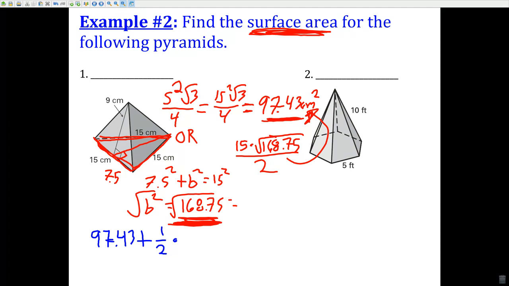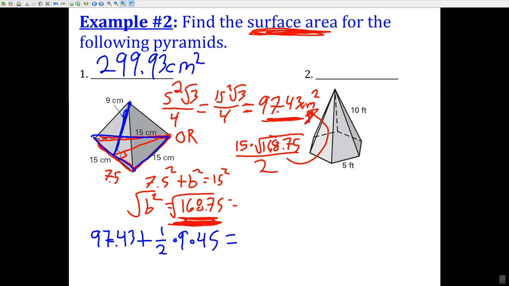Times 1/2, plus 1/2 times the slant height. Looks like that's 9, times the perimeter. Well, 15 plus 15 plus 15, that's 45. Now you punch that in the calculator. You should get 299.93. Hopefully that's what you get in the calculator. Sometimes even I can punch in things incorrectly in the calculator, even though you write things correctly here. So you do have to be careful in that regard.